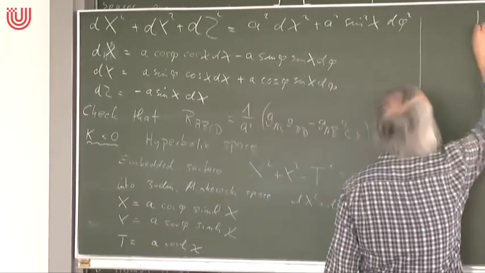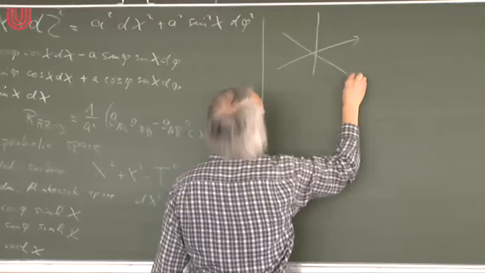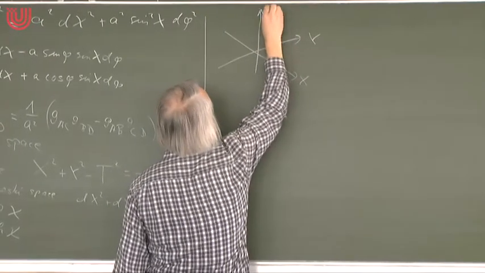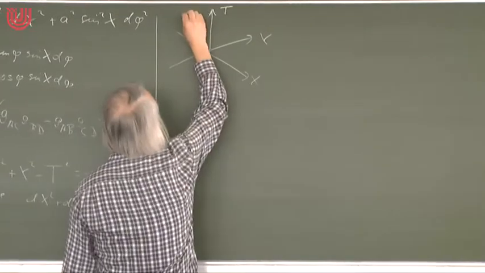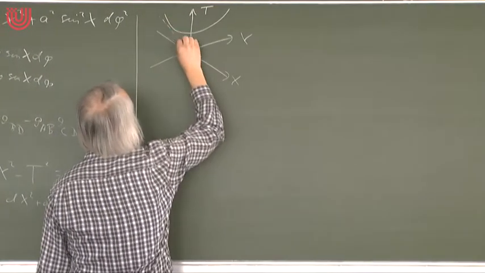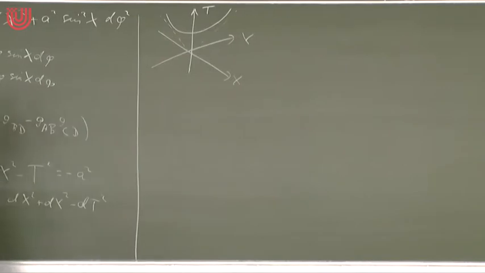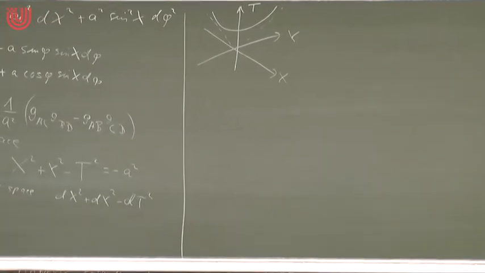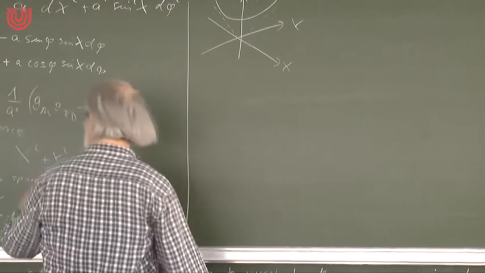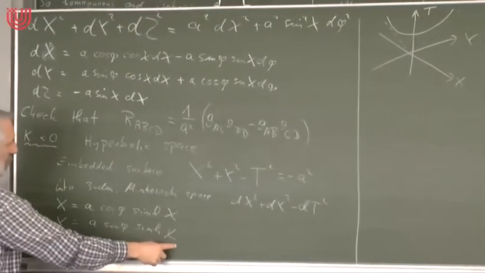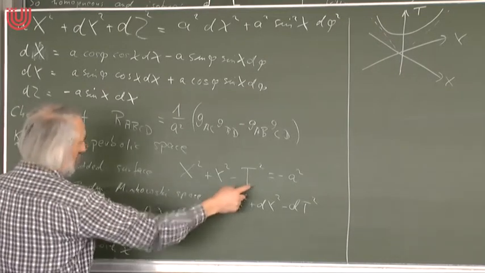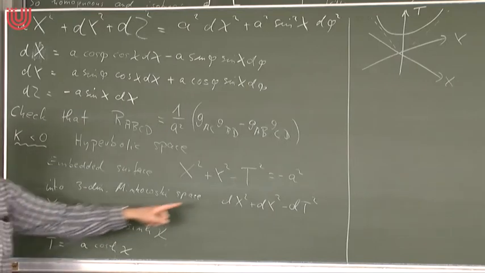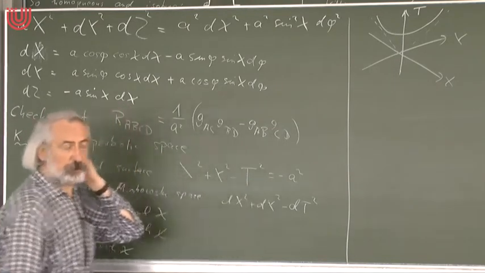So let me draw a picture. Maybe that might be helpful. So I have coordinates x, y, and t. Yeah. And I view this with a Minkowski metric, with a three-dimensional Minkowski metric. And what I want to get is the hyperboloid embedded here. That's what I want to get. This is given by this equation here. Let me see if I did it correctly. So x squared plus y squared gives a squared times sinh squared. Sinh squared minus cosh squared gives minus 1. So I get minus a squared. So I think I did it correctly. Yeah?